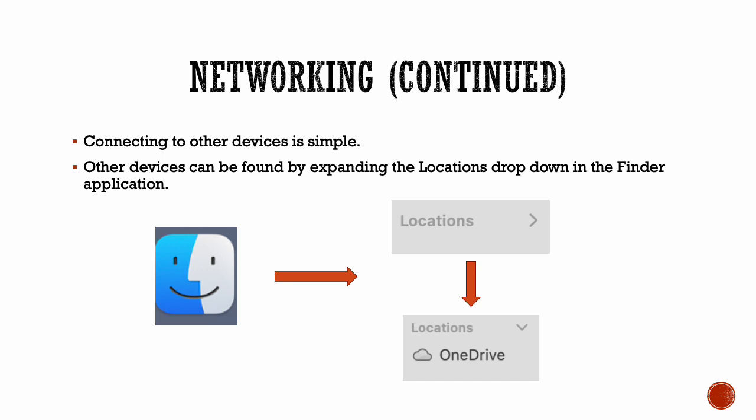Connecting to other devices on the Mac is very simple. As stated in the previous slide, all you will have to do is go to the Finder application. From there, you will go to the Locations dropdown on the left-hand side of the screen. And once you expand the Locations dropdown, you'll be able to see other devices that are on the network. In my case, there aren't any other devices on the network currently, but the only other location that is provided to me was OneDrive, and this is cloud storage provided by Monroe College. And when you click on that, you will simply see more folders, which will have your storage options.